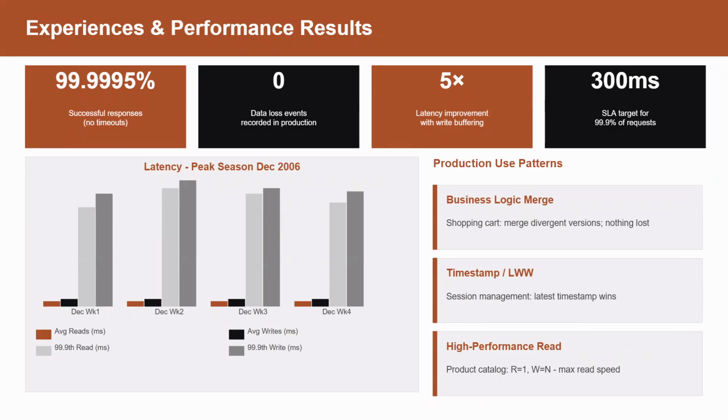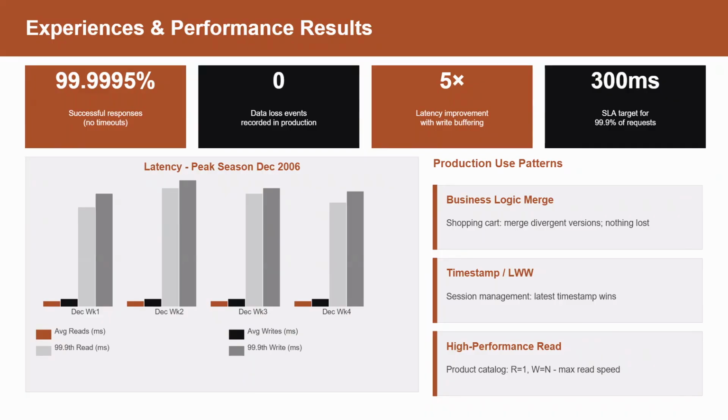99.995% successful responses. That means out of 1 million requests, only 5 failed. Think about that. If 1 million people knock on the door, only 5 people don't get an answer. That's incredibly reliable. The second number is zero data loss events. Not one single customer lost their data. No missing orders, no missing carts, nothing.